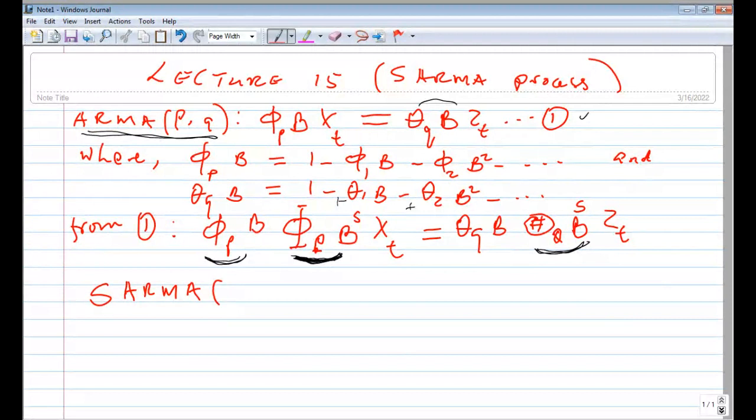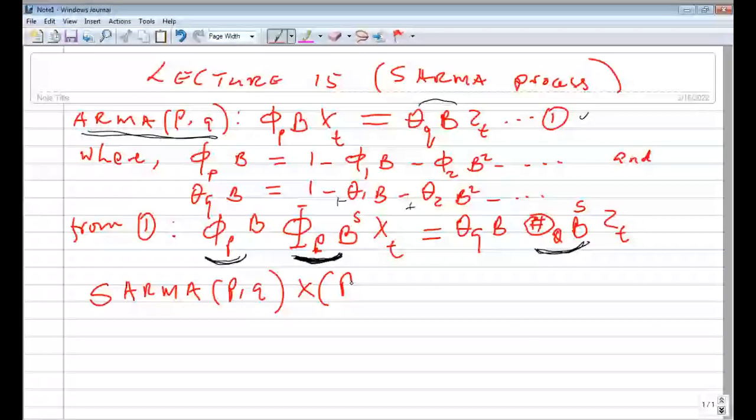So now it becomes SARMA. SARMA of order what? Of order p q. So p q is the one that we have on top there. So we have to add another seasonal part now, which is what? Capital letter P and then capital letter Q. So because it's a seasonal part of both autoregressive and moving average, you have to add s.